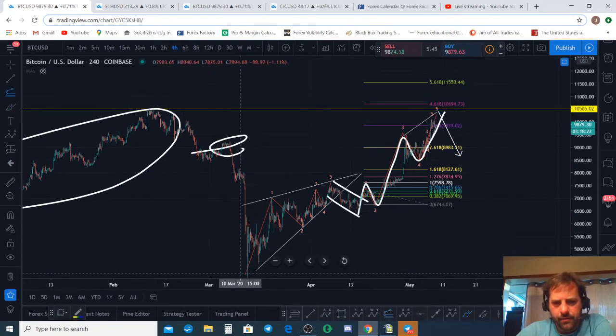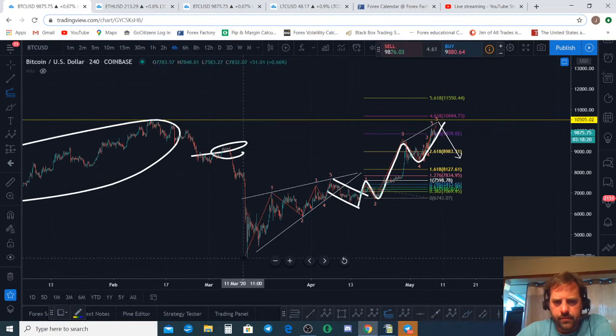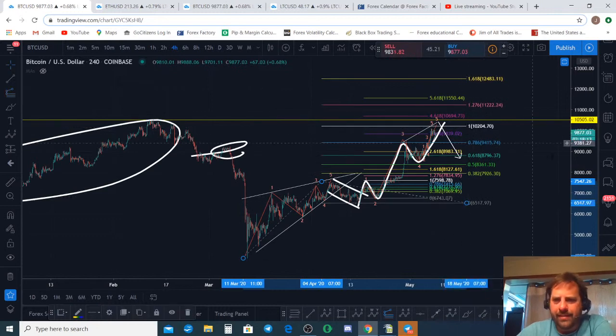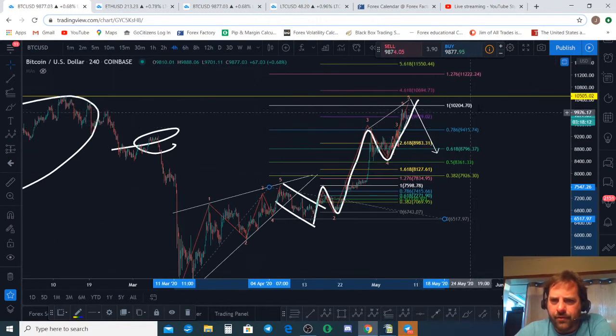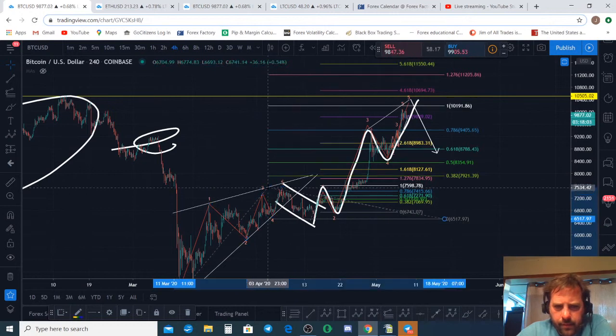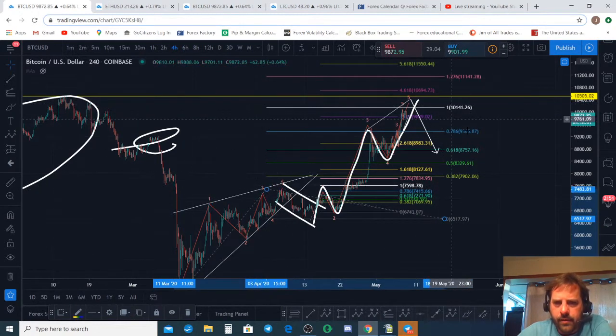With that count, boom, boom. We're at the 1-to-1 extension. 10,200 is the 1-to-1. Is that right? 10,140. I'm not sure if I have it right on the tick or not.